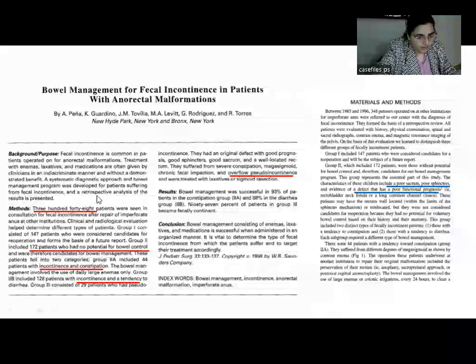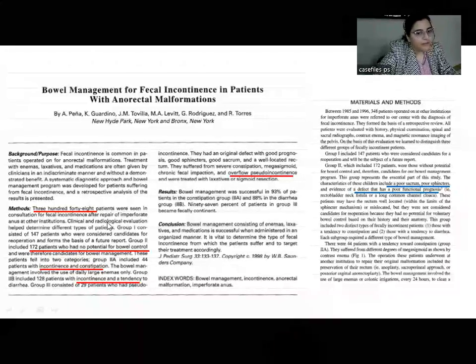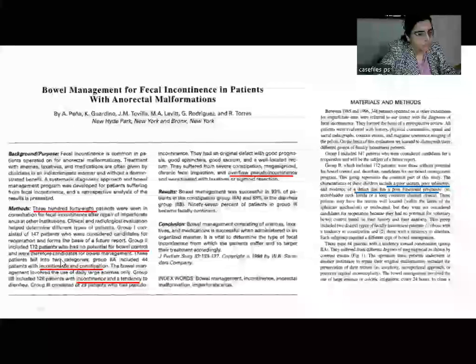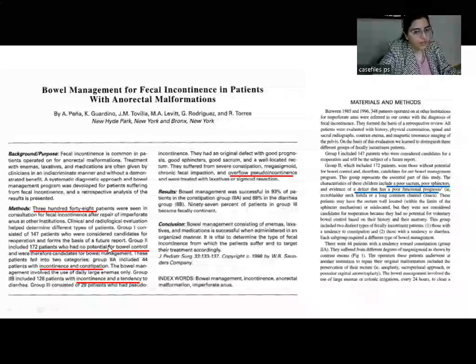In this study by Dr. Penna, they had seen that out of the 348 patients who had come to them for fecal incontinence management after undergoing surgery for ARM, they divided these patients into three groups. Group one was patients who were considered as candidates for reoperation because of some technical issues during the surgery. The main focus was on group 2 and group 3 patients.